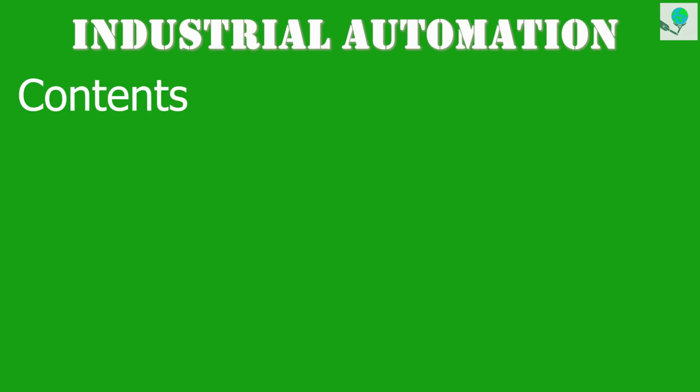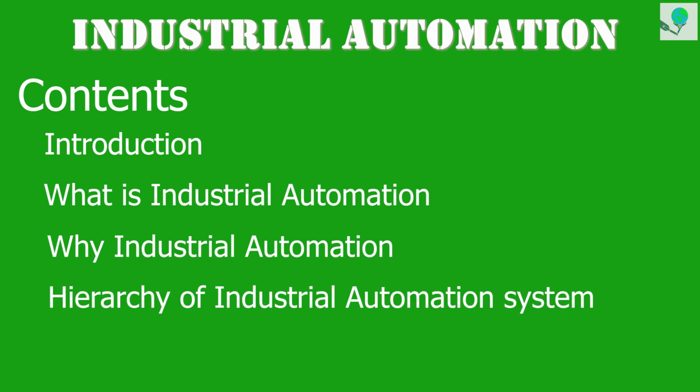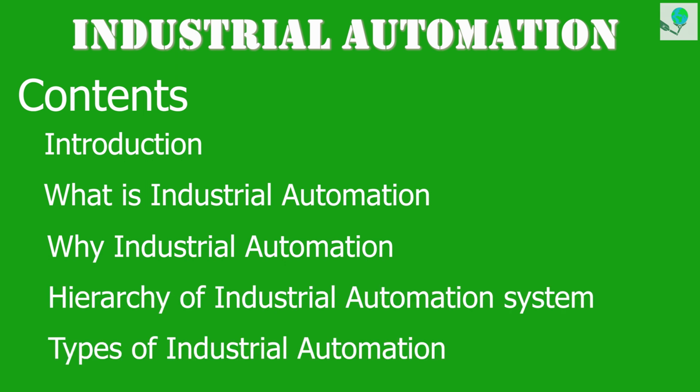So these are the contents: the introduction section, where I give an idea about the evolution of industrial automation, then what is industrial automation, why we need it, the various levels in industrial automation systems and its different types. So that's it. Now let's go to the topic.